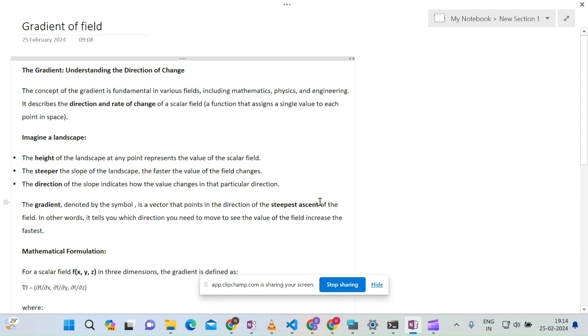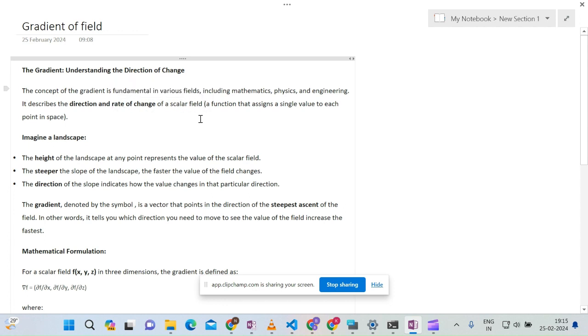Hello guys, in this video I'm going to explain what the gradient of a field is. I'm going to give you the physical intuition of this. Gradient means direction of change. Gradient gives rate of change. Basically, what gradient gives us is the rate of change of a scalar field.